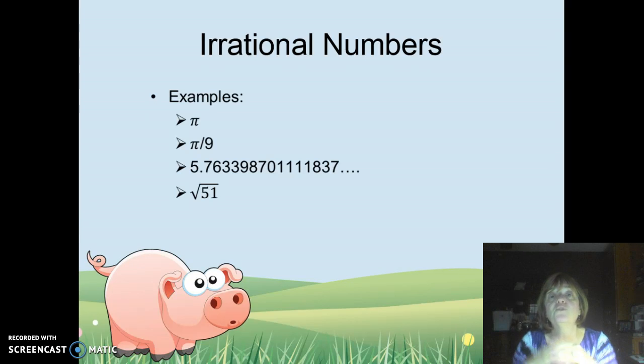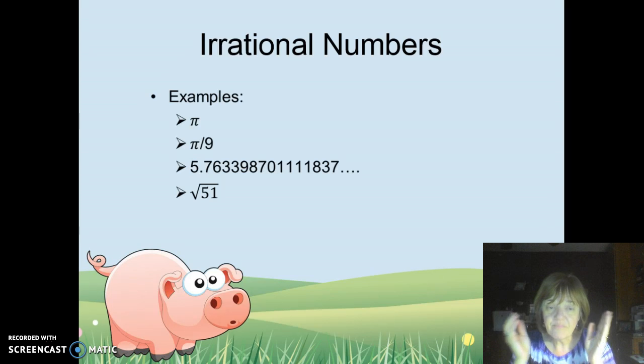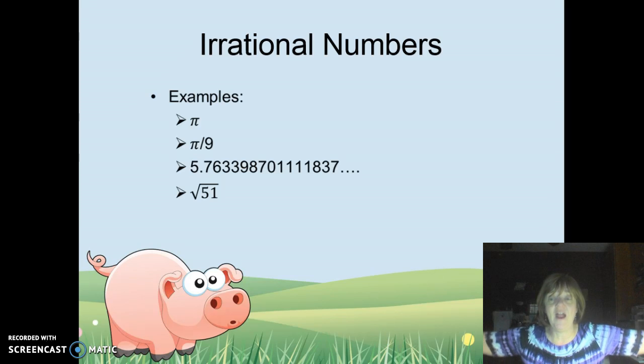Pi itself goes on forever. Scientists and computers have tried to figure out for years how far out pi goes, and they can't find an end to it. So pi itself, we don't know the exact amount because it goes on forever. Okay, so pi divided by anything is still going to give us this forever thing.